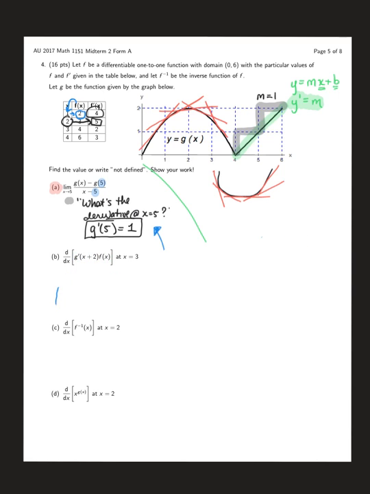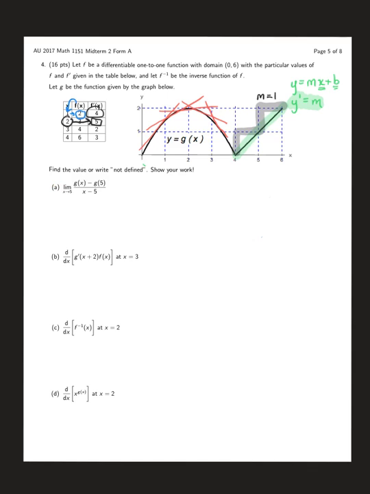So for this next one, I'm going to need a lot of space. I'm not joking, so let me give myself some more space here. I'm just going to copy the problem nice and big over here. We want to find the derivative of x to the power g of x at x equals 2.